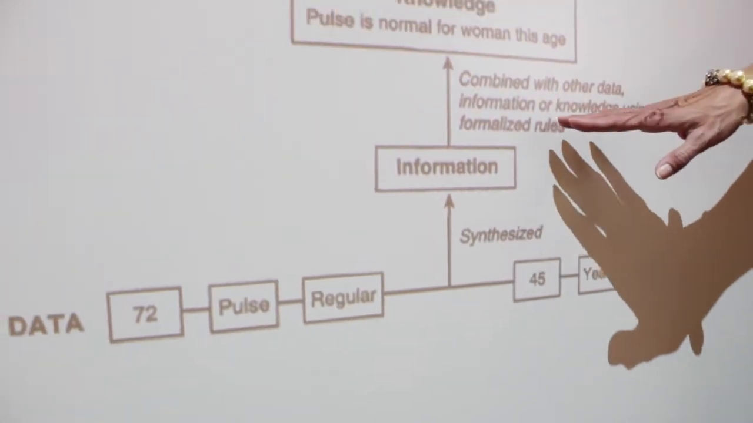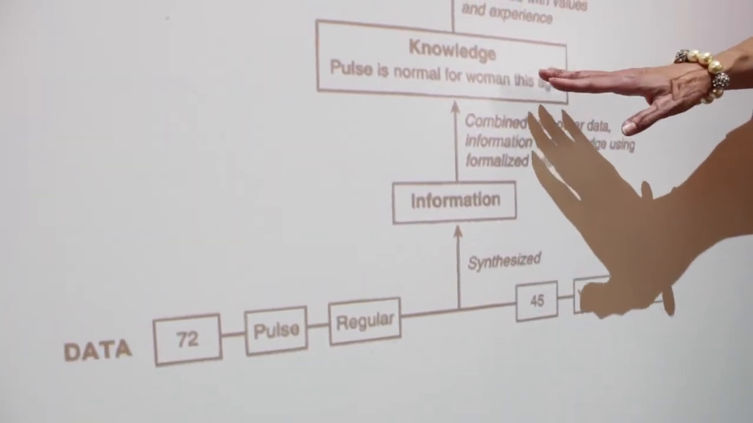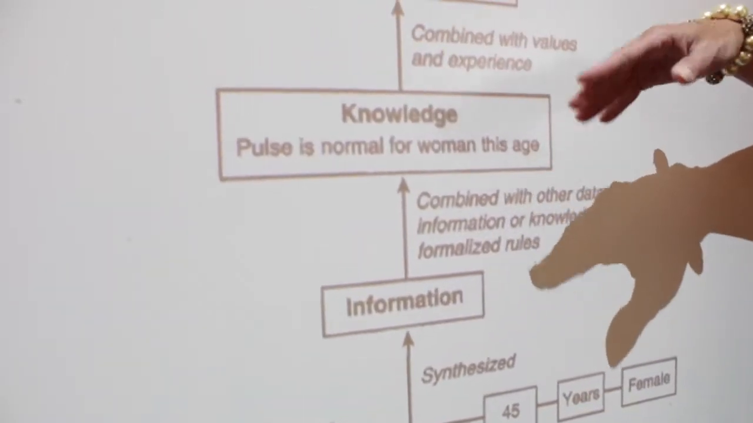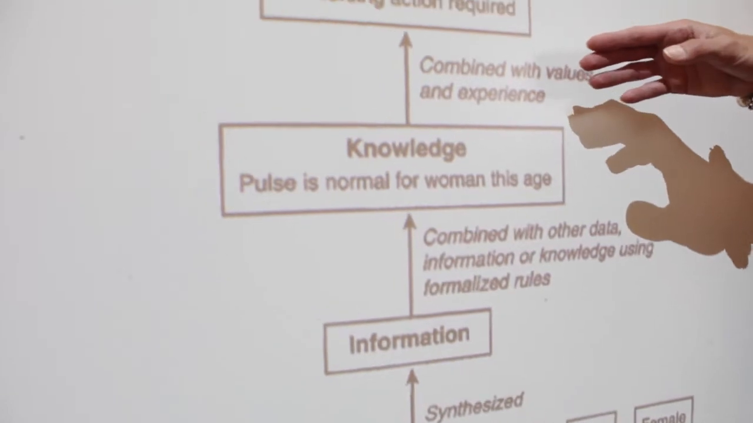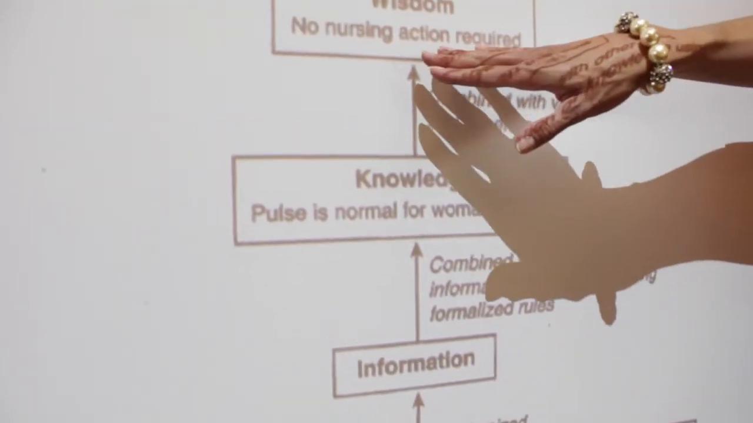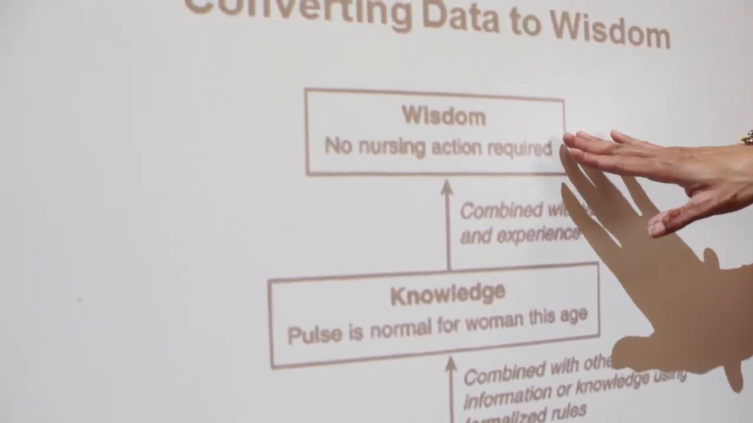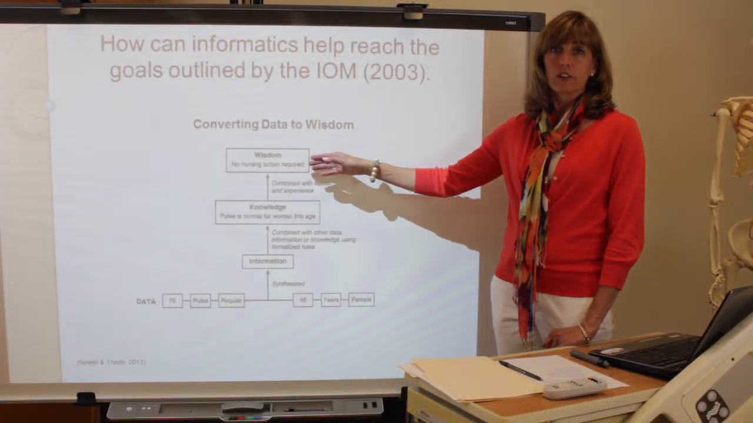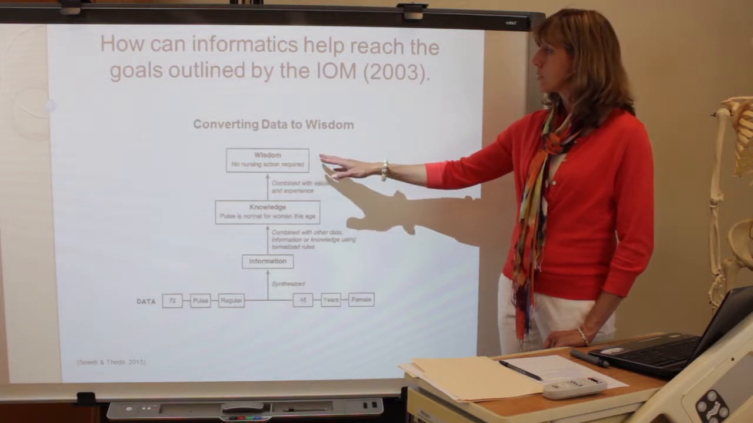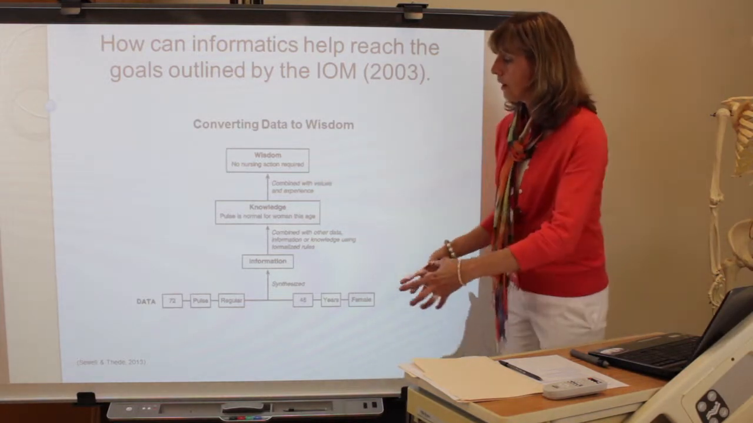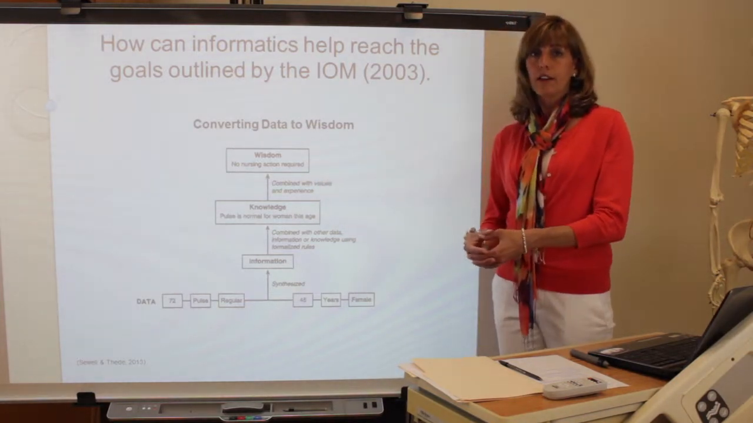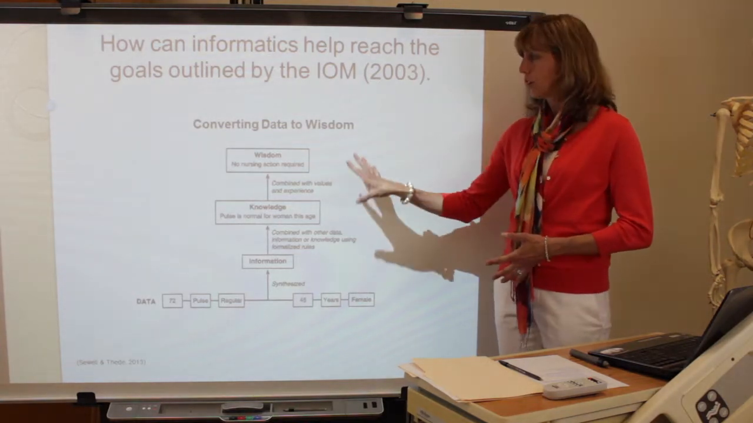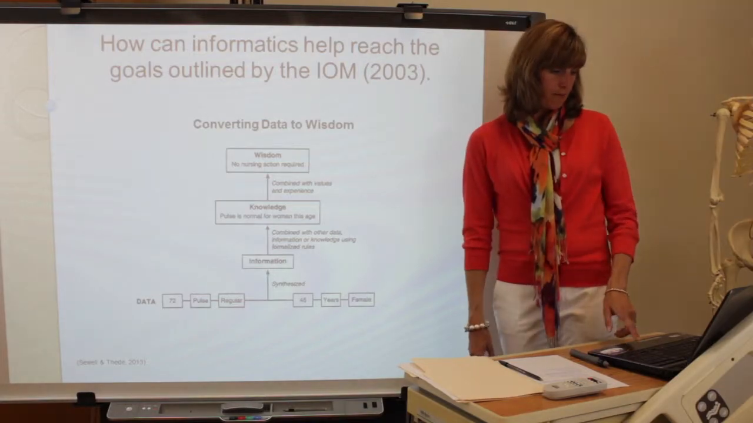And then we combine that with some of our past experience and knowledge, and we find that the pulse is normal for a woman who's 45. And then that combines with our years of experience to tell us that there's no nursing action required. Everything looks good for that patient's pulse. So the computer helps take all these data points, synthesize them together, and then we pull it out to make the best decisions for our patient. That's a very simple example of that.